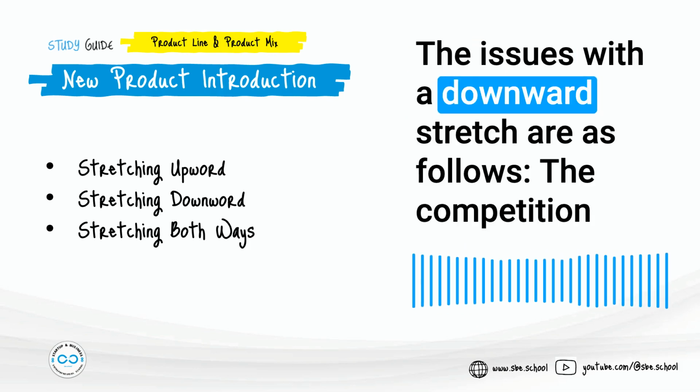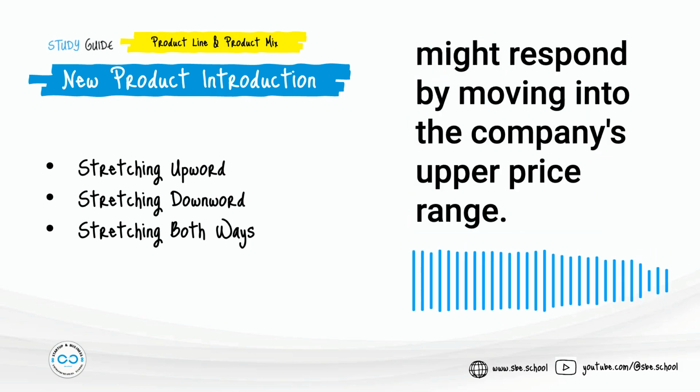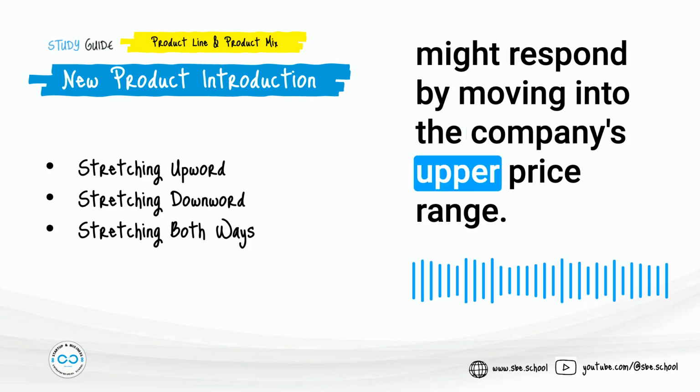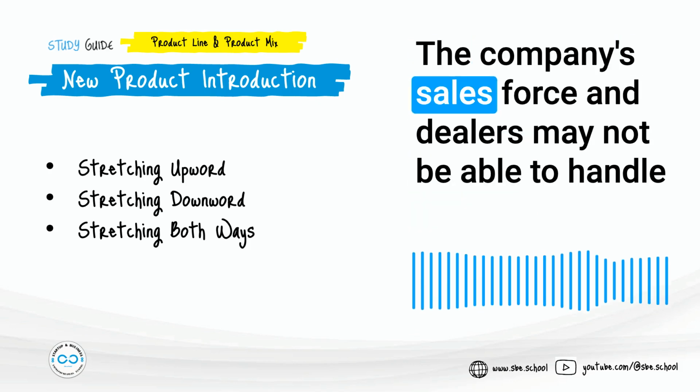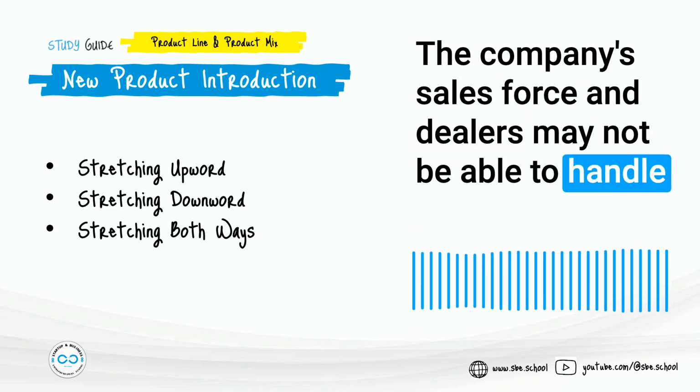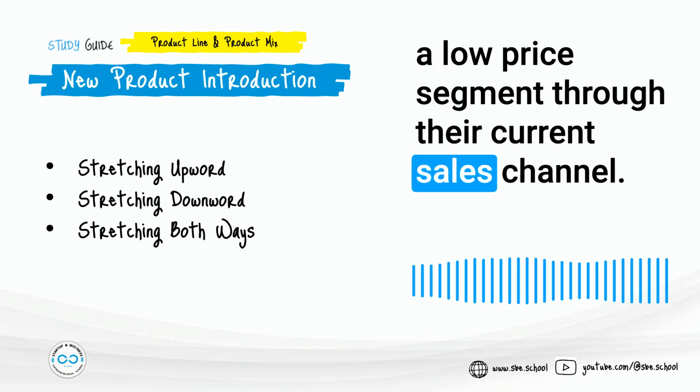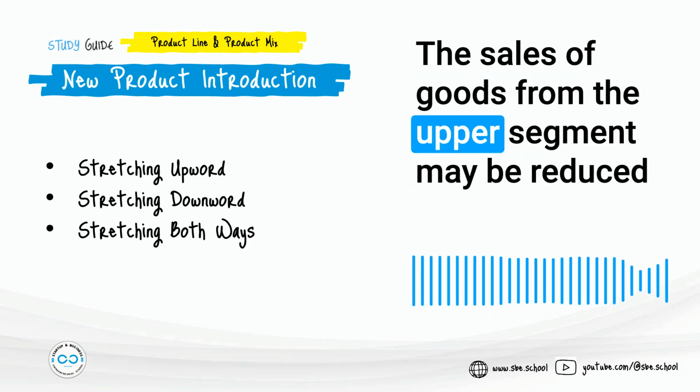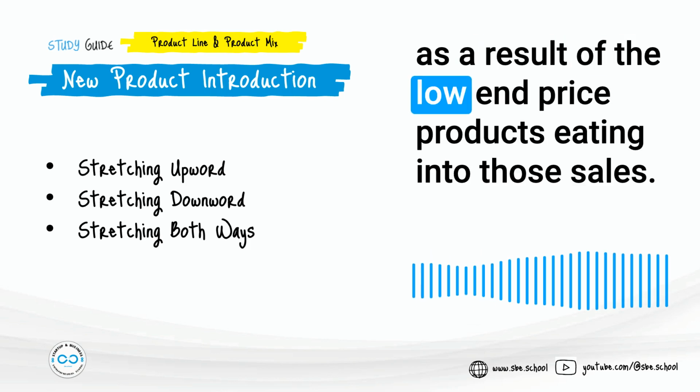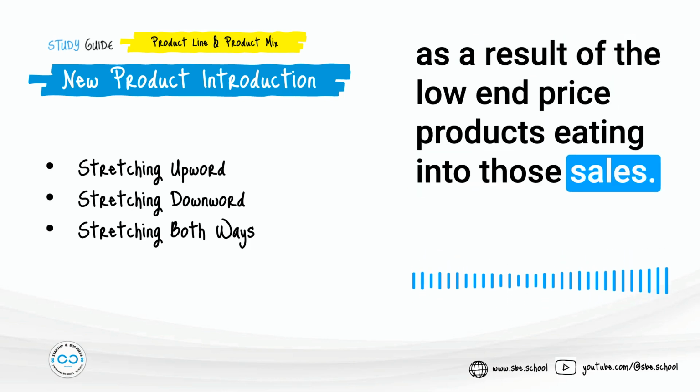The issues with a downward stretch are as follows. The competition might respond by moving into the company's upper price range. The company's sales force and dealers may not be able to handle a low price segment through their current sales channel. The sales of goods from the upper segment may be reduced as a result of the low-end price products eating into those sales.